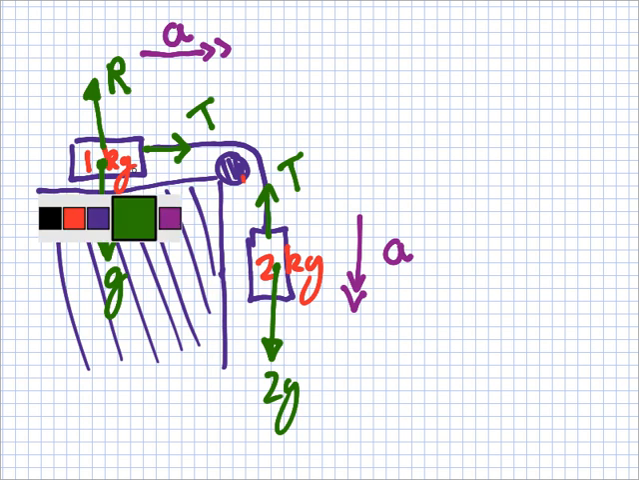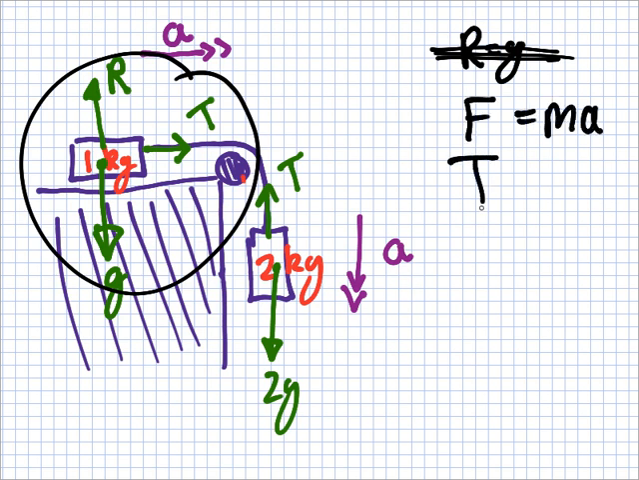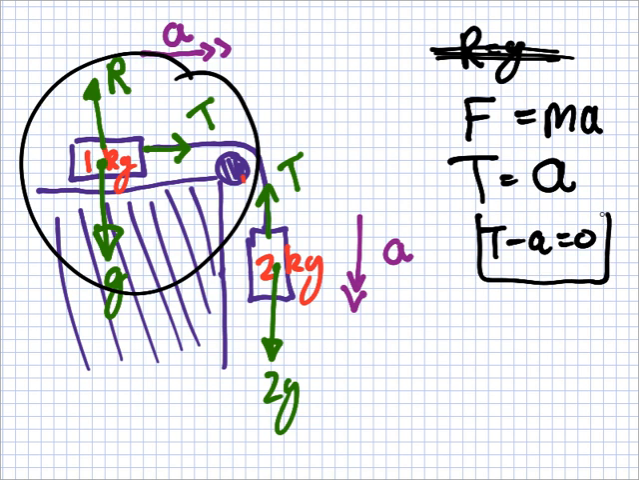Okay. So, look at this one. We can say R equals G, but that's not really helpful. This is moving to the right. How much force is making it move to the right? T. Okay. What's its mass? 1. And its acceleration is A. Okay, that could just be written as T minus A equals 0. Now look at this one.